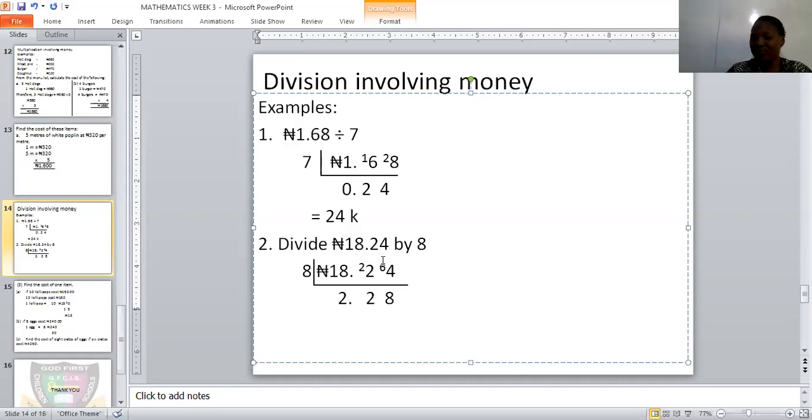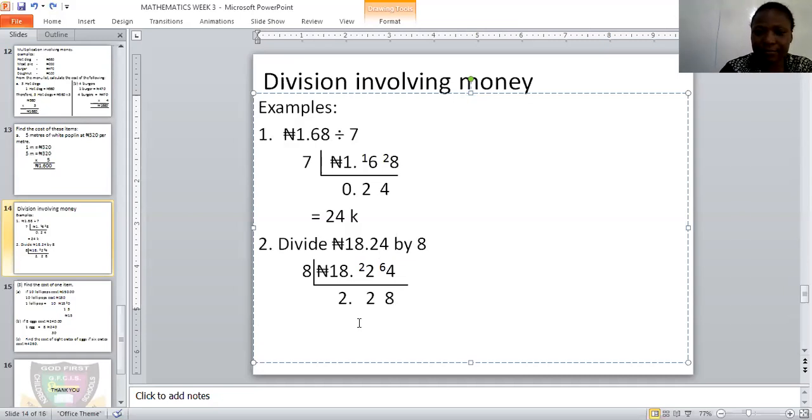Your times table: 8 times 1, 8. 8 times 2, 16. 8 times 3, 24. 8 times 4, 32. 8 times 5, 40. 8 times 6, 48. 8 times 7, 56. 8 times 8, 64. 8 times 9, 72. I will stop at 64. How many times will I see 8 in 64? 8 times. So my answer is 2 naira.